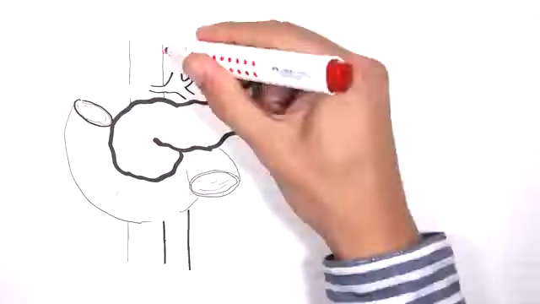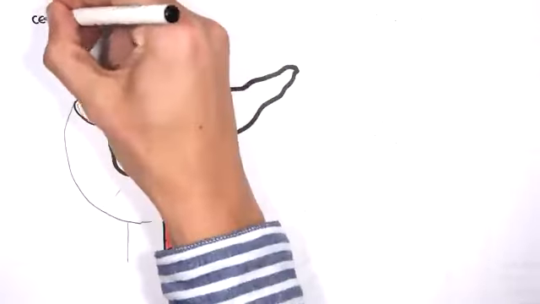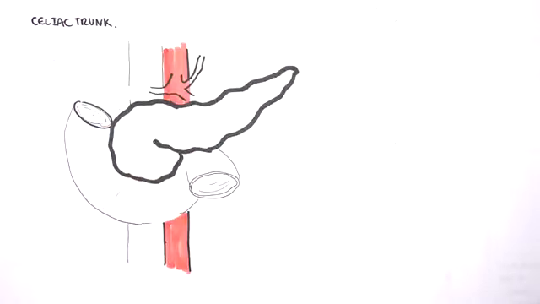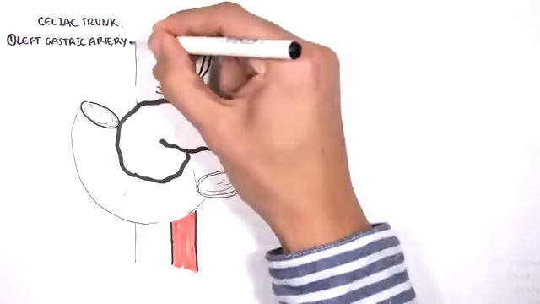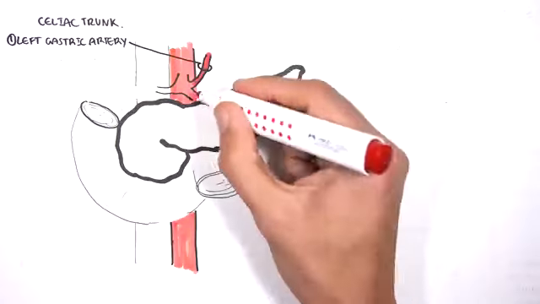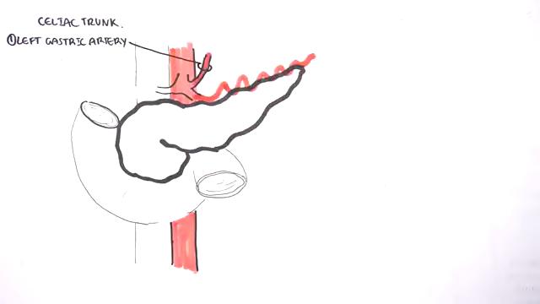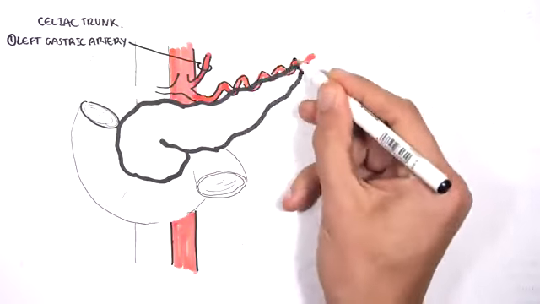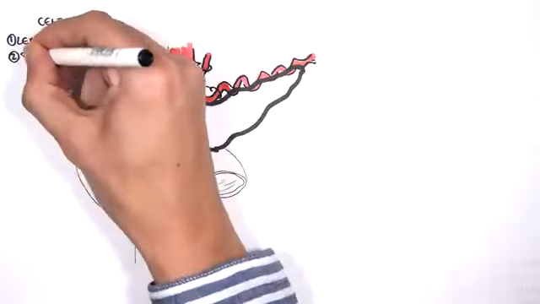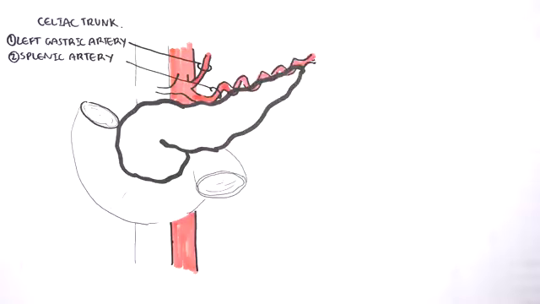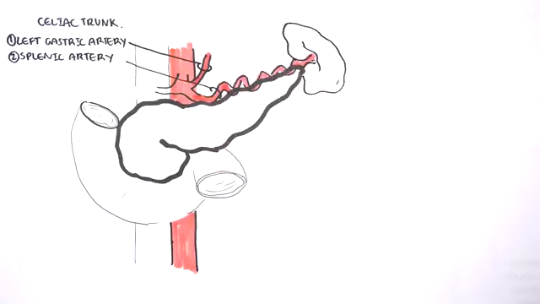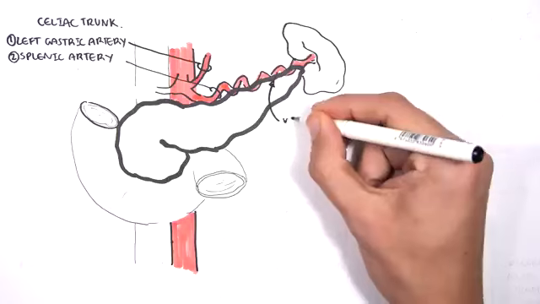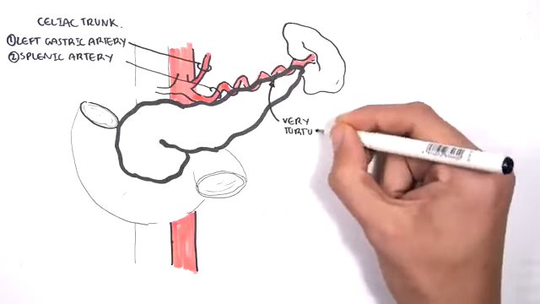So here is the pancreas. Remember the celiac trunk branches at T12-L1. It has three main branches. The left gastric artery will supply the stomach. The splenic artery, the second branch, is a very tortuous artery and has some branches supplying the superior part of the pancreas as well as the greater curvature of the stomach. The splenic artery ends at the spleen.